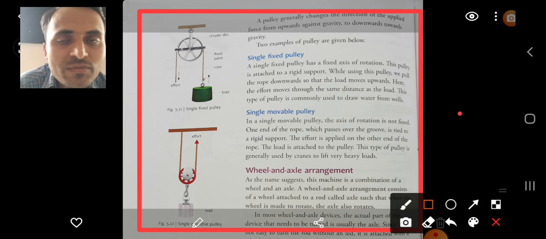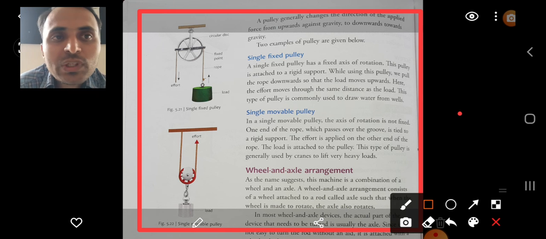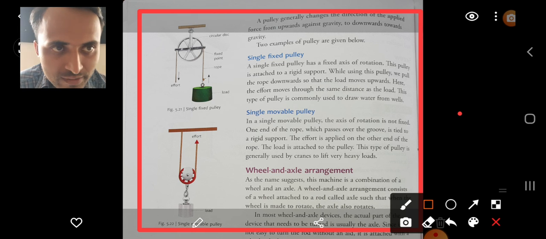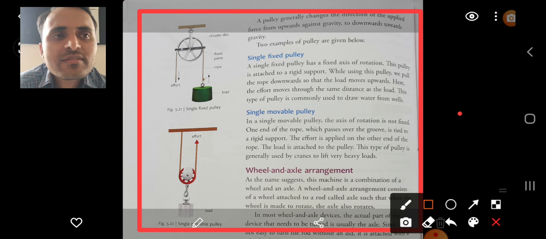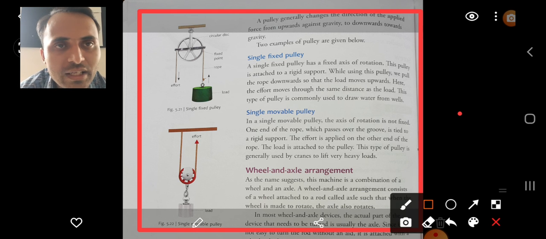For the fixed pulley, while using this pulley, we pull the rope downwards so that the load moves upwards. Here the effort moves through the same distance as the load. This type of pulley is commonly used to draw water from wells. Many students have already observed this pulley, the single fixed pulley used to draw water with the help of a bucket from the well.